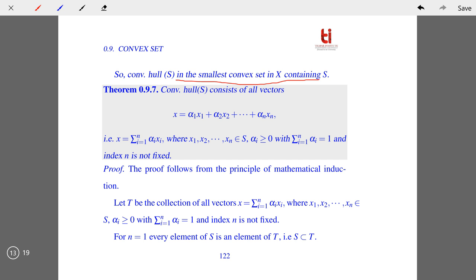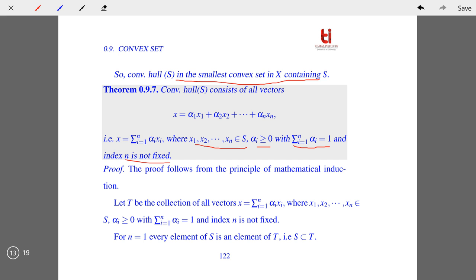So now we discuss the theorem. The convex hull consists of all the vectors x which are a linear combination of the form summation of alpha_i x_i, where i is from 1 to n, where x1, x2, and so on up to xn belong to S, alpha_i is greater than or equal to 0 with the summation of alpha_i equal to 1, where i is from 1 to n, and the index n is not fixed. The proof follows from the principle of mathematical induction.